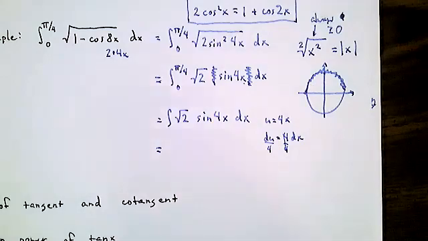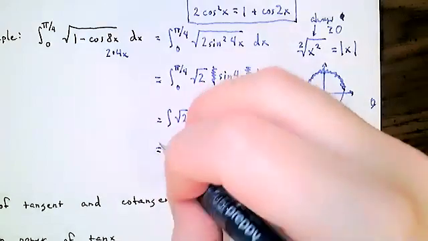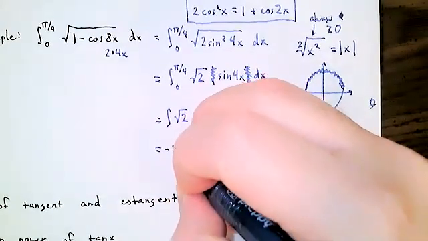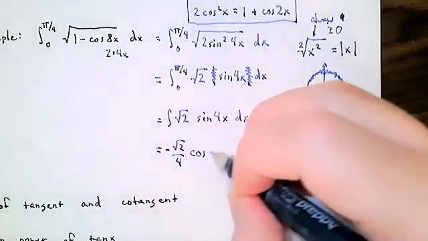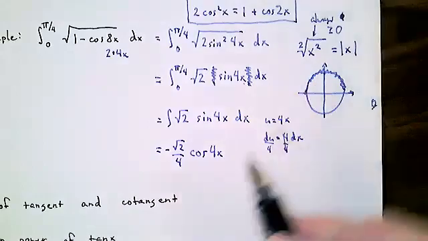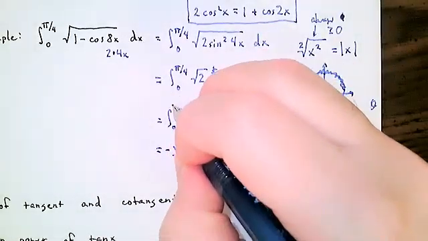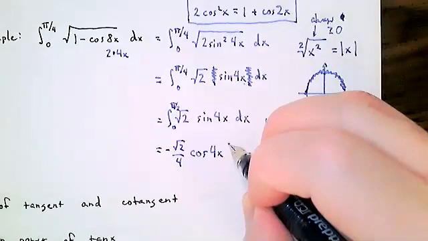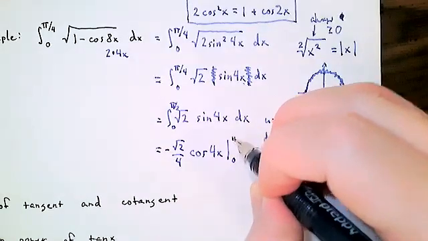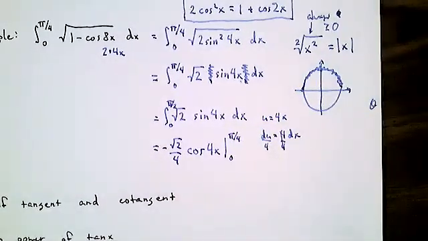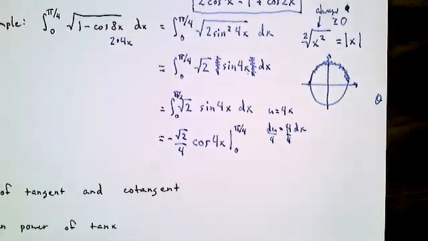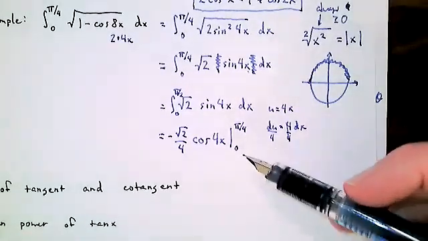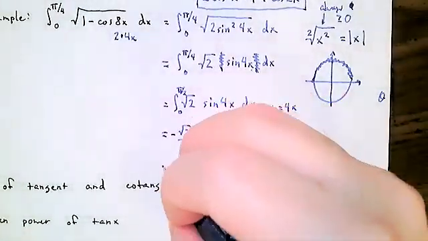Let's see, so we can just go ahead and do the whole thing. The antiderivative for sine is minus cosine. We already talked about that earlier. So we'll actually get a minus square root of 2 over 4 cosine of 4x. And I lost my limits of integration on the last step, but they will be important here at the end. Okay, so now we need to plug in our limits of integration and find the difference.